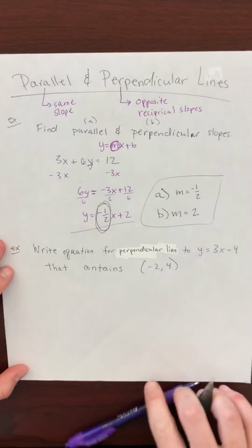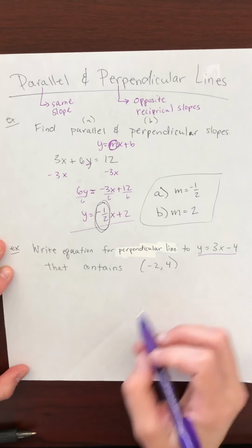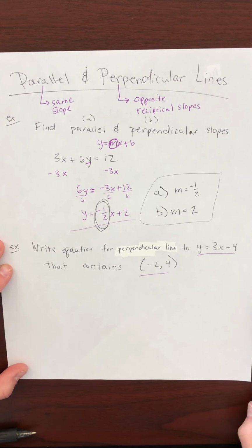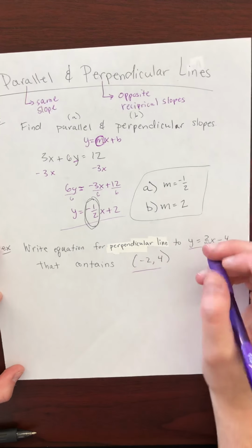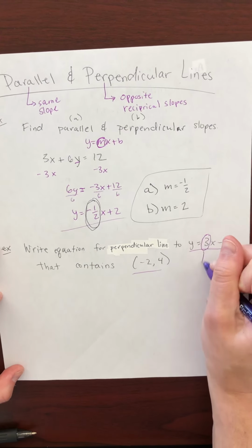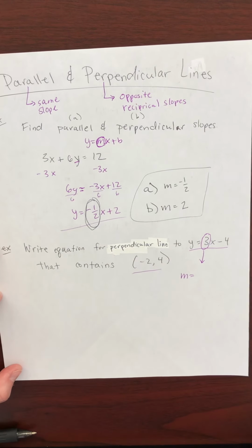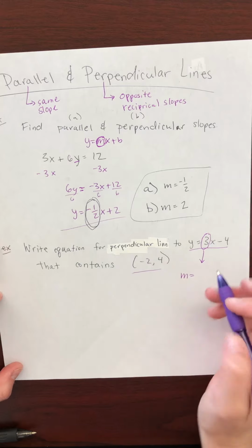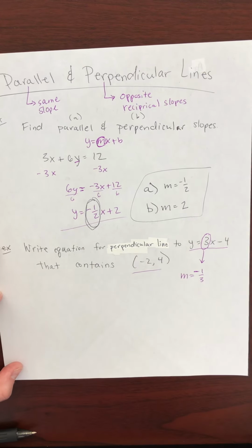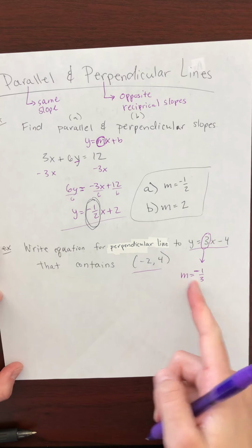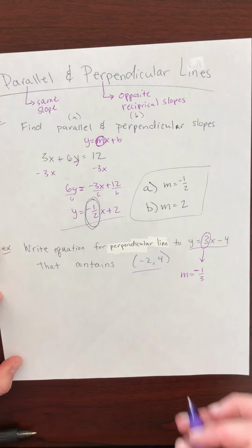On to the next. Write the equation for a perpendicular line to this, and it contains this point. I've seen this come up a lot on the SAT. This is a good one. Perpendicular line. So I need to take this slope, and I need to make it opposite reciprocal because my new line is perpendicular. I flip it, I get a third, I make it opposite sign, it would be negative. So now I have my slope and I have a point. Now it's just like last homework, right?